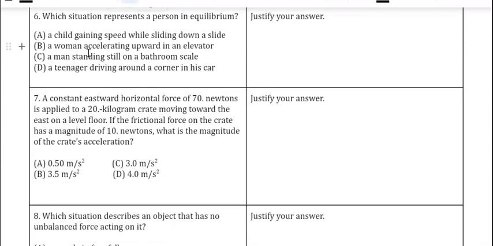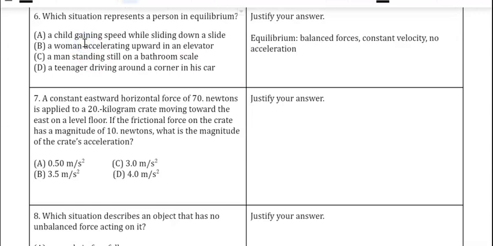Question 6. Which situation represents a person in equilibrium? So we do have a lot of notes on equilibrium. But some key things that we know about equilibrium are that it involves balanced forces, constant velocity, and no acceleration.